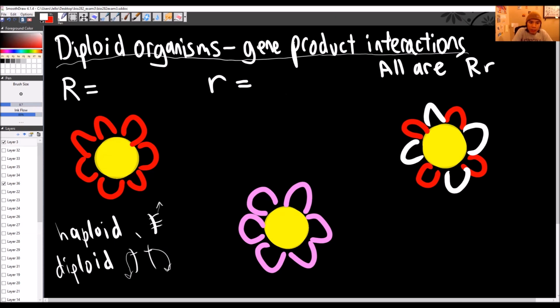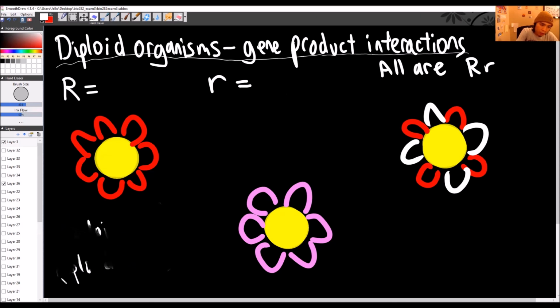And that is the interactions we're talking about. So just because you have one thing that codes for a trait doesn't necessarily mean that the trait will actually be observable because of interference from the other one. So there are three situations over here.